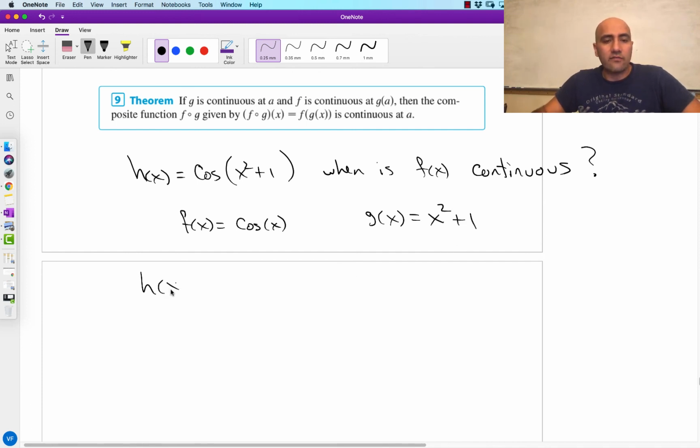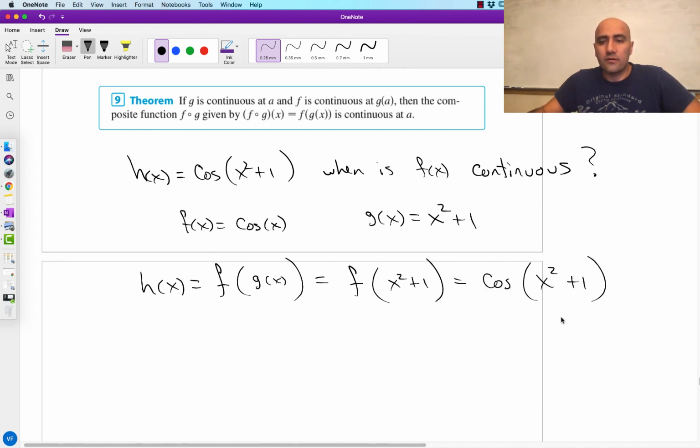And so we can see that h of x is really the composition of functions f composed with g of x. It's the cosine function f evaluated at x squared plus 1. Cosine of x squared plus 1. So if we think of this as the outside function and the inside function, we can figure out when this more complicated composition is continuous by thinking about the fact that x squared plus 1 is continuous on all real numbers, which is its domain. And its range, its output, is going to be from 1 to infinity.